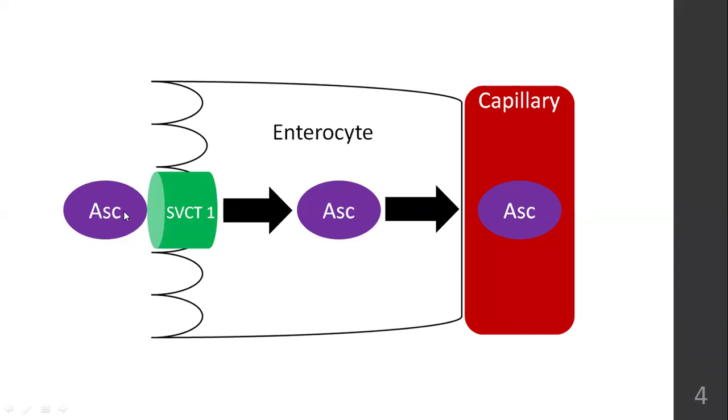ASC is ascorbic acid, vitamin C. Okay. Very easy for vitamin C to use this sodium dependent channel to enter the intestine. And from the intestine, directly through diffusion, it will get into your bloodstream. Okay. Just to enter the intestine, it requires a sodium dependent channel.